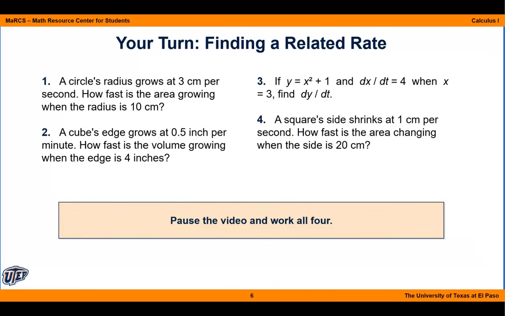Now it's your turn to find several related rates. Pause the video now and work four problems, then continue when you are ready to check your answers.